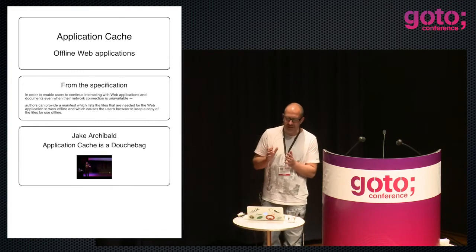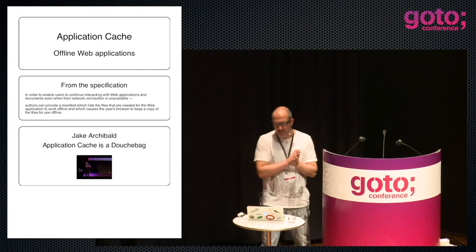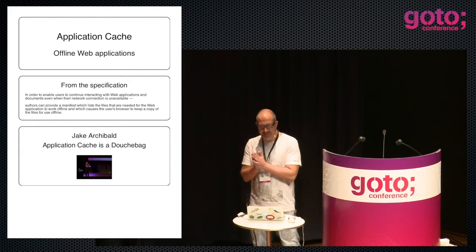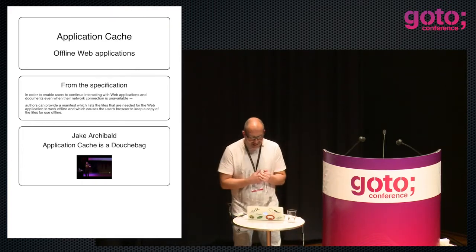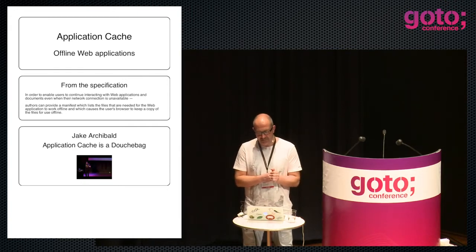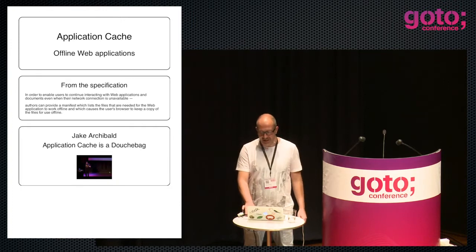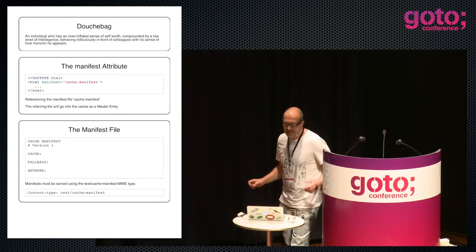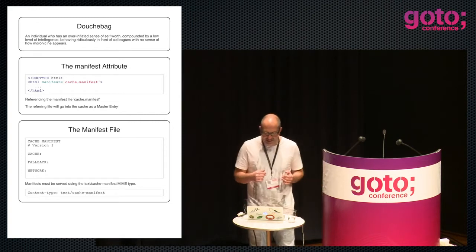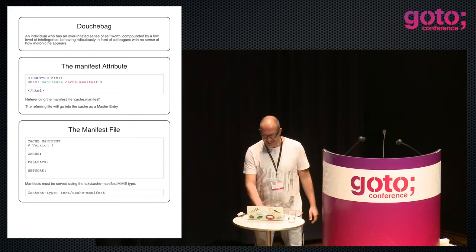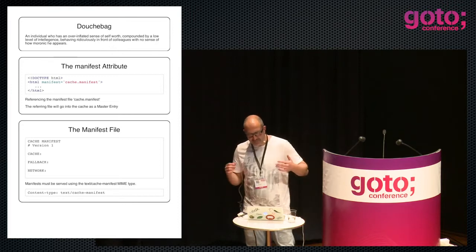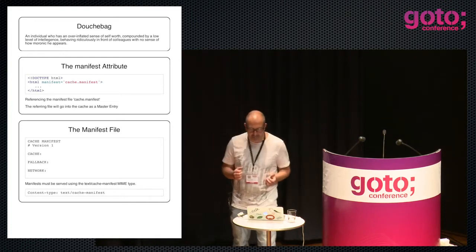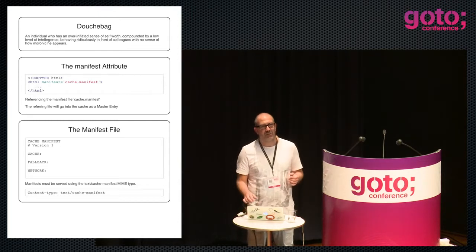So this guy is Jake Archibald. He was a lead developer at Lanyrd, and he's now transferring to Google. And he has been traveling the world with this talk called "Application Cache is a Douchebag." And if you look in Urban Dictionary, a douchebag is something like this: an over-inflated sense of self-worth. So it's not very flattering to be called a douchebag. And I think maybe it's too harsh to call application cache a douchebag.